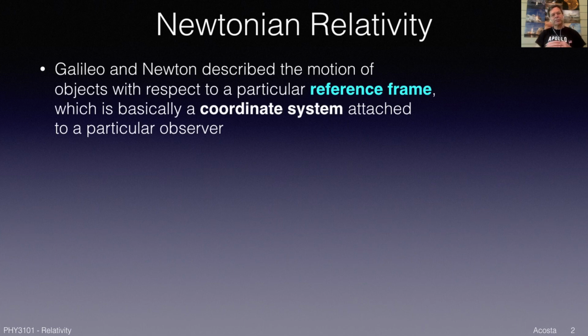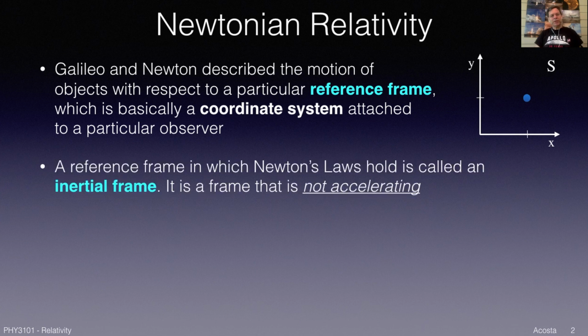Galileo and Newton described the motion of objects with respect to a particular reference frame, which is basically a coordinate system attached to a particular observer. So you have a location, say in this coordinate system, this dot, and you can measure it in terms of x and y, the coordinate system that's attached to the reference frame, that is the frame where you're doing the measurement.